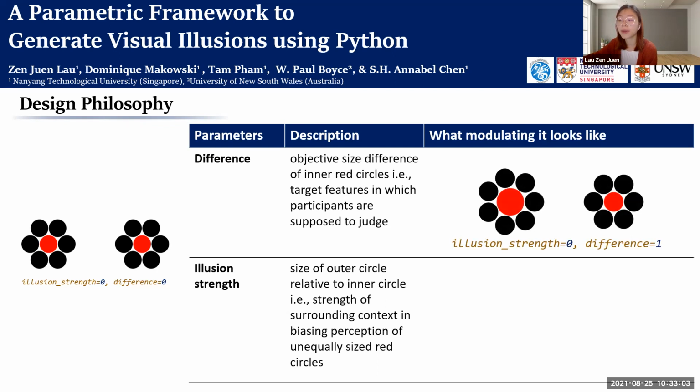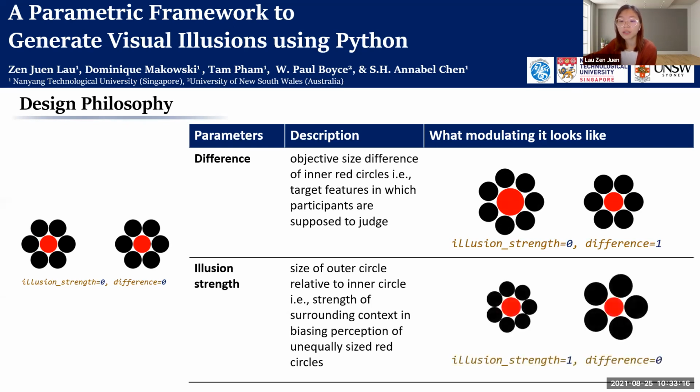Secondly, the distractor is modulated by illusion strength, and this manipulates the size of the outer circles relative to the inner red circles. So this basically is the strength of the surrounding context in biasing the perception of unequally sized red circles. So here we keep difference equal to 0, where the inner red circles are actually exactly the same size, but setting an illusion strength equal to 1 will cause the outer black circles on the right to be larger than the ones on the left. So this causes the red circle on the right to look smaller than it actually is. So researchers who are interested in PyIllusion can actually play with different combinations and permutations of these arguments, and this will actually be quite useful for investigating incrementally at which threshold certain populations become susceptible to a certain illusion.